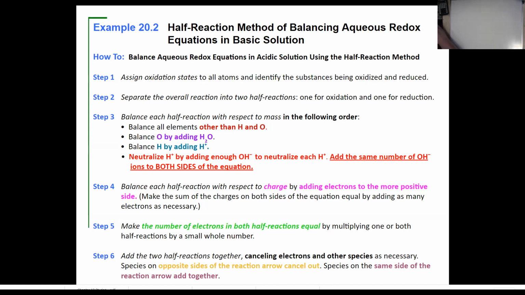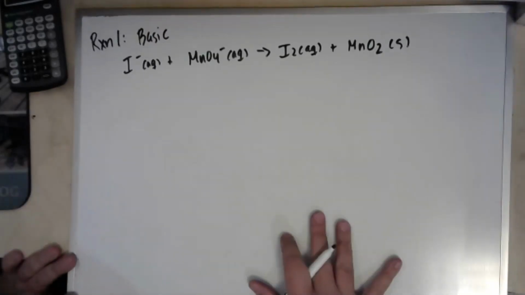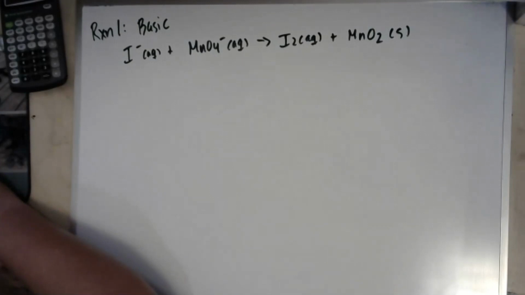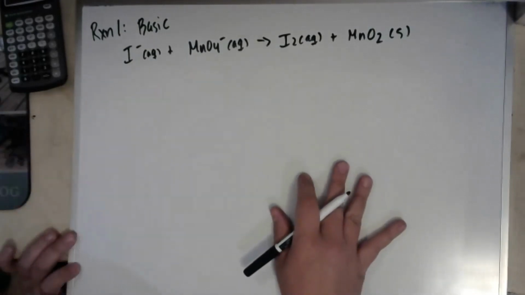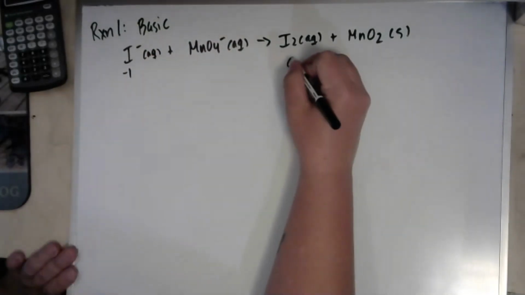You're going to see, we're going to go through these examples. We're going to go through 2 examples. You can write these ones down. You're going to see that the steps we go through are almost identical to the acidic steps. First thing we're going to do is assign oxidation states to everything.